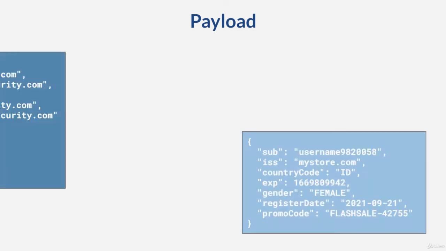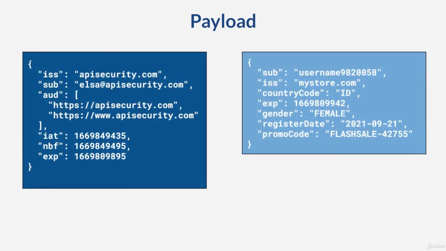This is a sample for the payload. Note that field order is not important. Basically, we can use any private claims, but it does not mean we have to put all of our business fields in JWT tokens.